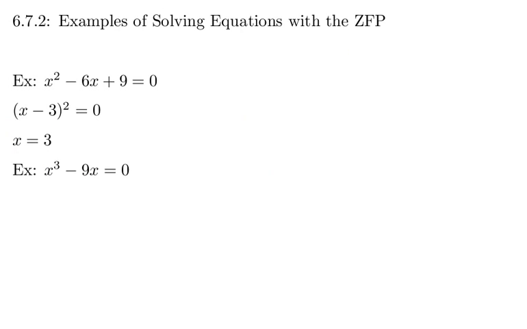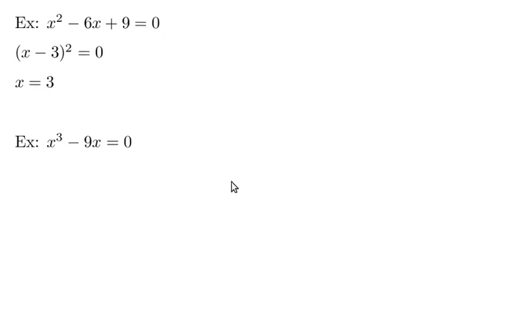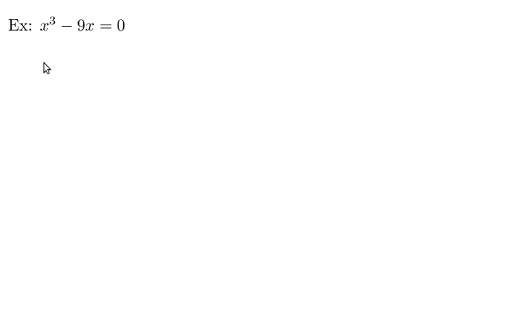Let's say we have x³ - 9x = 0. So x cubed minus 9x equals 0. What's the first thing we do whenever we factor something out? We want to factor out the greatest common term. It just so happens that x is common to both of these. So we'll have x times (x² - 9) equals 0. All I did here was factor out the x because there was an x common to both of these.